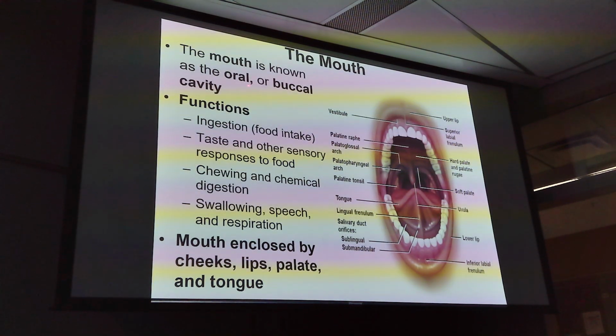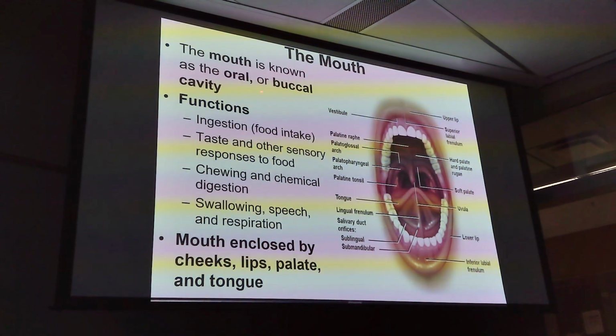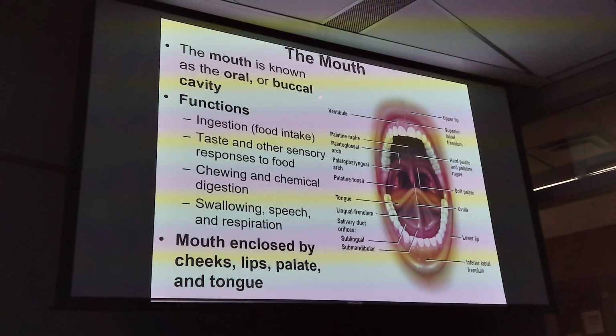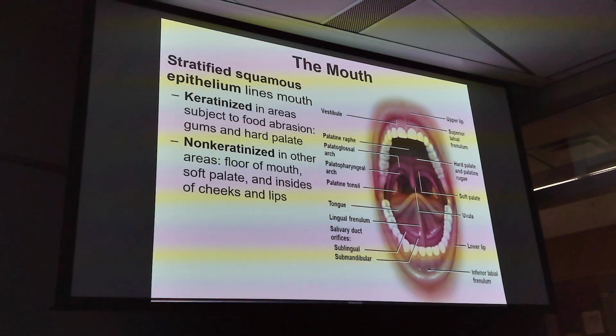So, again, the mouth is called the oral cavity or the buccal cavity. Did you guys make buccal slides in 241? Yeah. We got to see your little cells. So we have cheeks, lips, palate, and tongue in here.